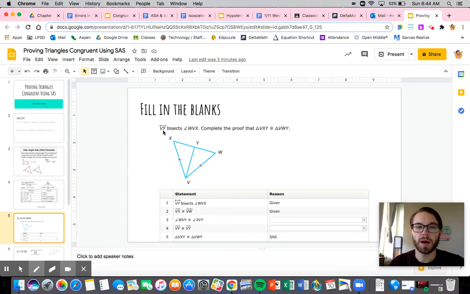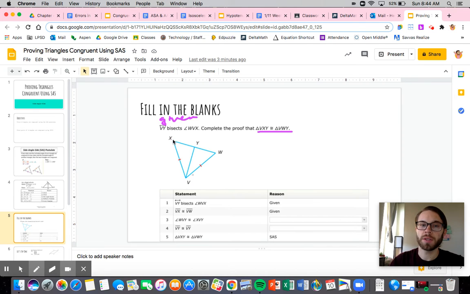Segment VY bisects angle WVX. All right, WVX, okay. Yeah, segment VY bisects angle WVX. Complete the proof to show that these two triangles are congruent. Okay, so this is what we're trying to prove, and this is what we're given.